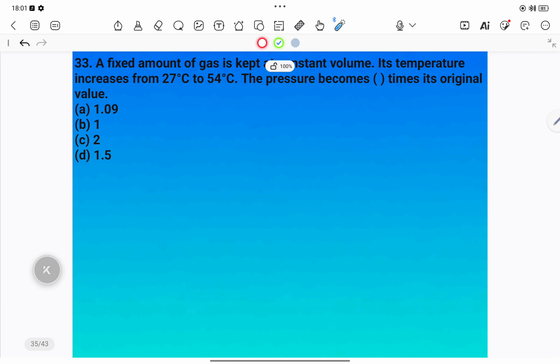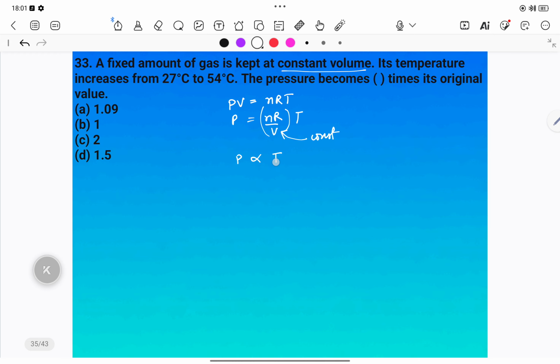Question number 33. A fixed amount of gas is kept at a constant volume. Its temperature increases from 27 degrees Celsius to 54 degrees Celsius. The pressure becomes how many times its original value. Here, the volume is given as constant. So according to the ideal gas equation, PV is equal to nRT. We can write P is equal to nR by V into T, and this term will become constant. So pressure will be proportional to temperature.